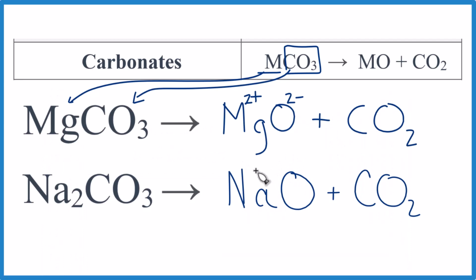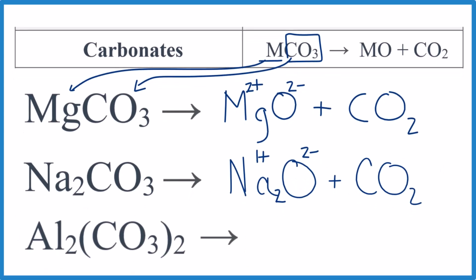So we have our 1+ and our 2-, and you can see we're going to need 2 of the sodium atoms there to balance the charge. So it's Na2O. Always got to watch for charge when you have a metal and a nonmetal. With the carbonates, you're always going to have to do this. Let's try one last one. Looks a little bit tough, but follow the pattern. See how aluminum carbonate decomposes.